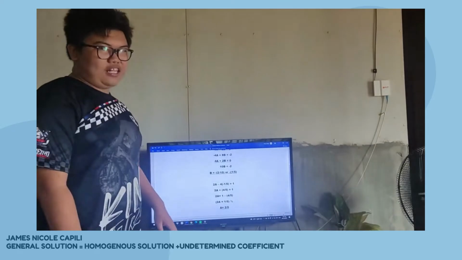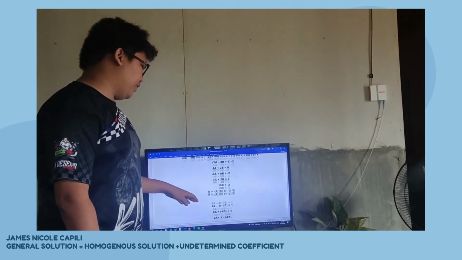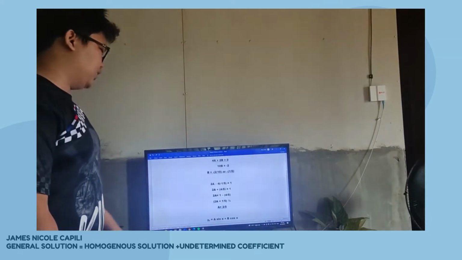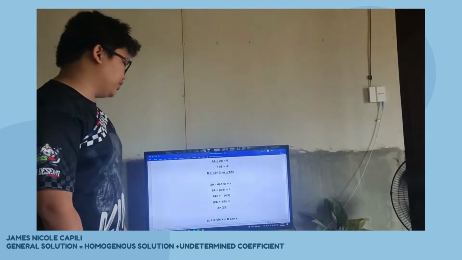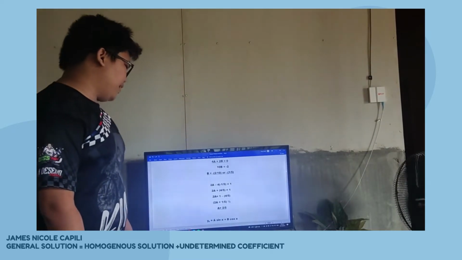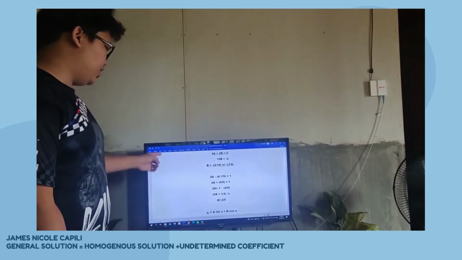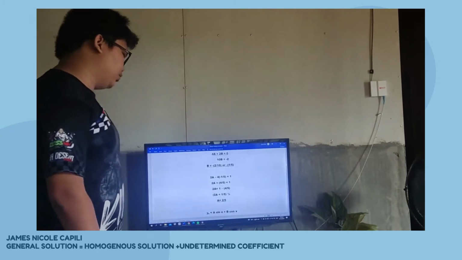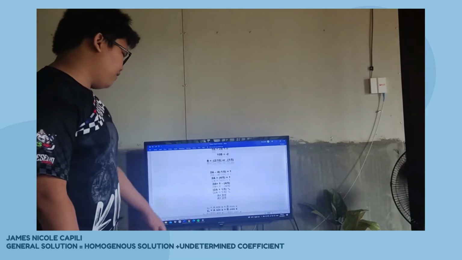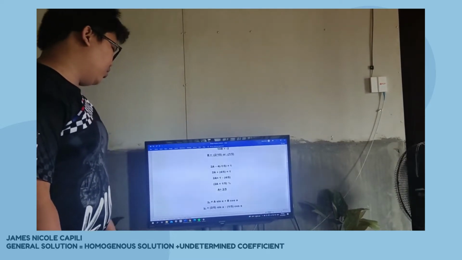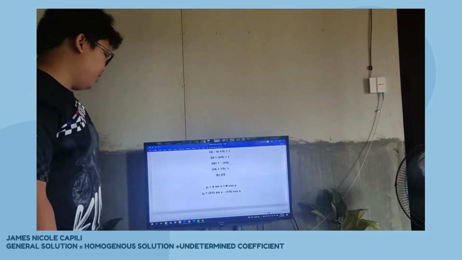Then, since we have the value of b, we must substitute it in the first equation to get the value of a. So, 2a minus 4 quantity negative 1 over 5 is equal to 1. So, 2a plus 4 over 5 is equal to 1. Then, transpose it to the other side. So, 2a is equal to 1 minus 4 over 5. Then, divide both sides by 2. So, we should get the value of a. So, a is equal to 2 over 5.